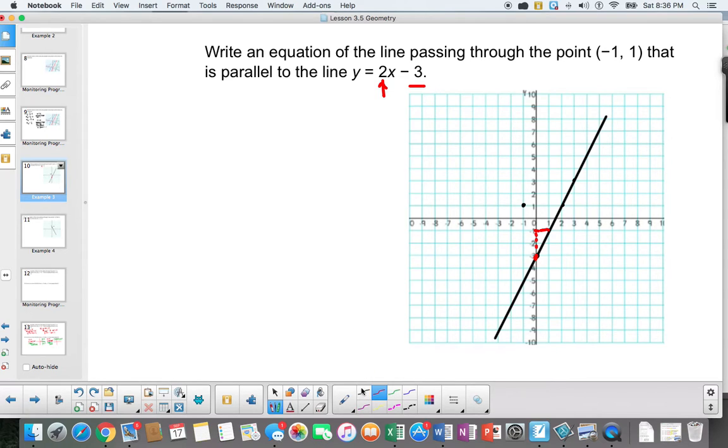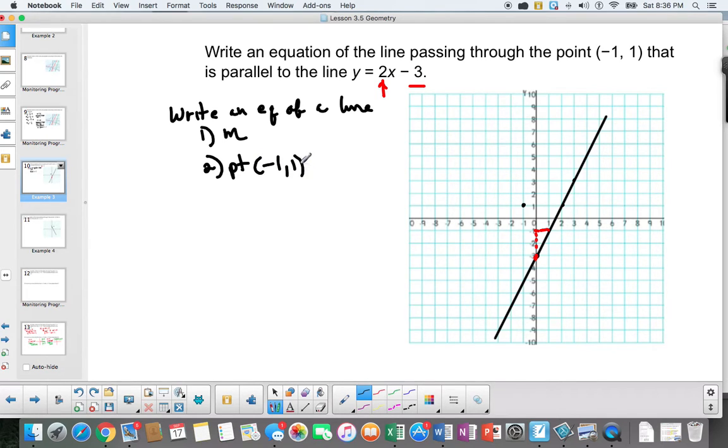So what I want to do is write an equation of a line. Now you need 2 pieces of information. You need to know the slope and you need to know a point. Now the point they've given me, it's -1, 1. And since they're asking me about finding a line that's parallel to it, then I just take a look at this slope and I make sure it's the same too.